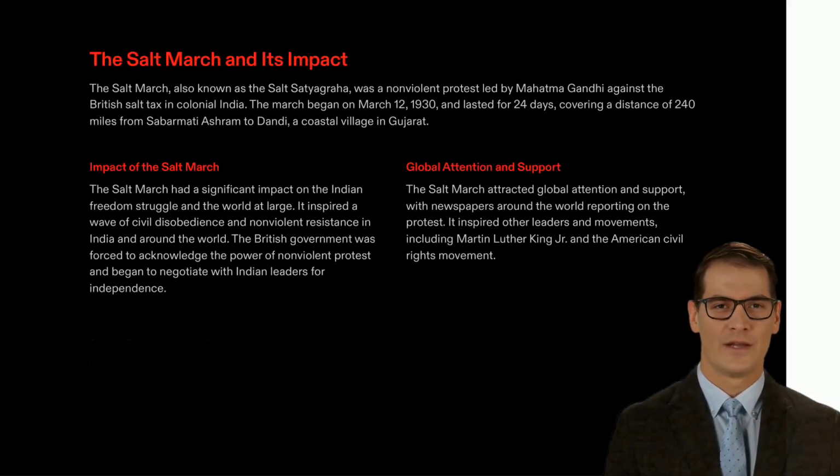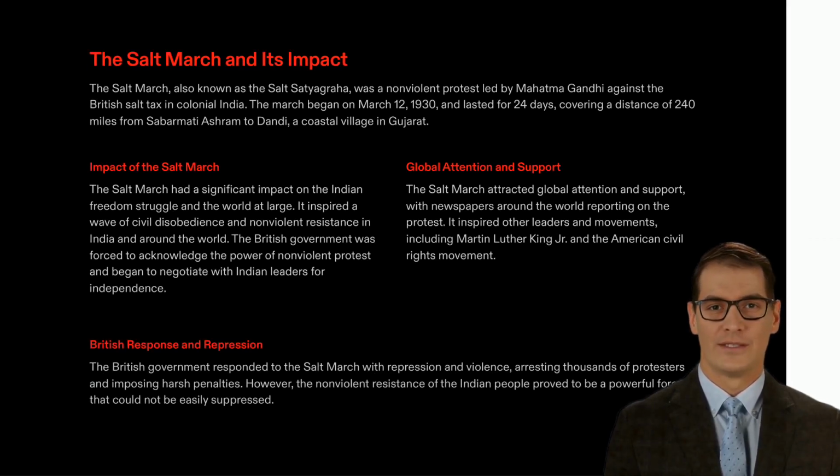In 1930, Mahatma Gandhi led the Salt March, also known as the Salt Satyagraha, to demonstrate the collective power of the people. Starting from Sabarmati Ashram, Gandhi marched 240 miles in 24 days to Dandi, a coastal village in Gujarat. This peaceful, yet powerful form of protest spread across India and inspired similar movements worldwide. In response, the British government used violence and repression, arresting thousands of protesters and imposing harsh penalties. Despite this, the people's nonviolent fight for justice pushed the British government to negotiate with Indian leaders for independence, leading to India's eventual freedom. This moment is an important reminder of the success that can be achieved through peaceful protest in the fight for justice.